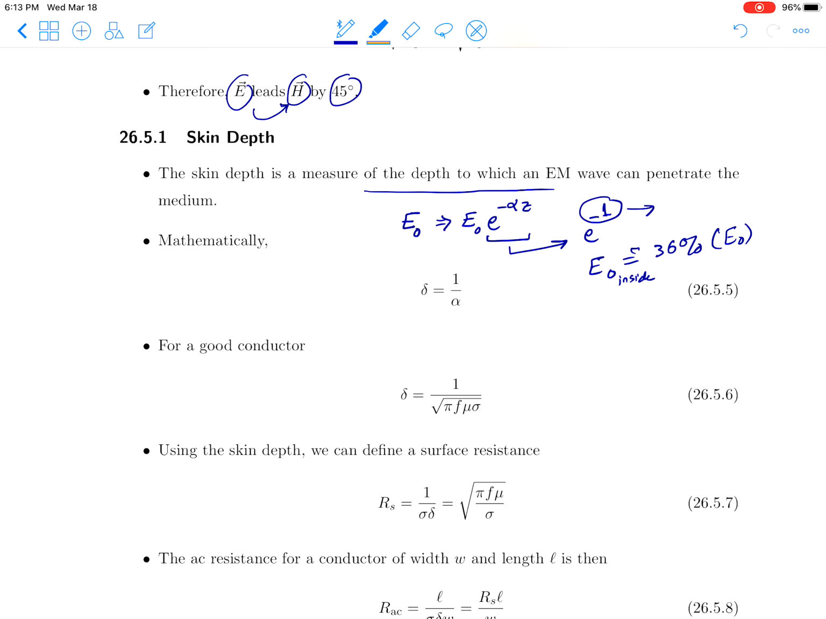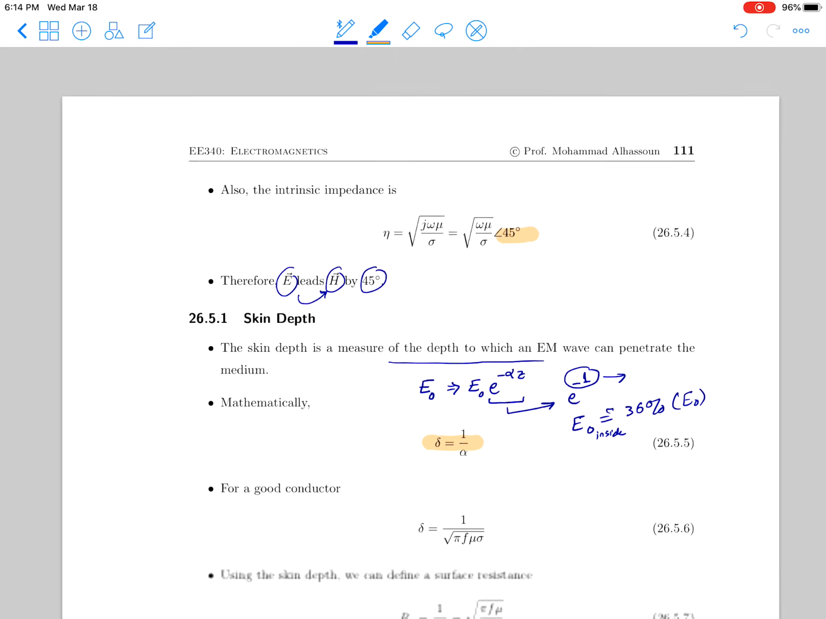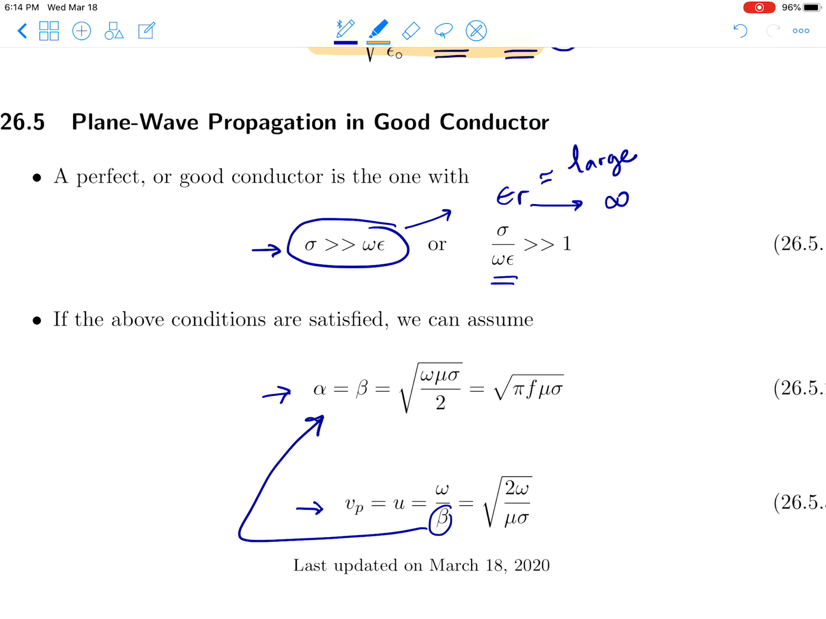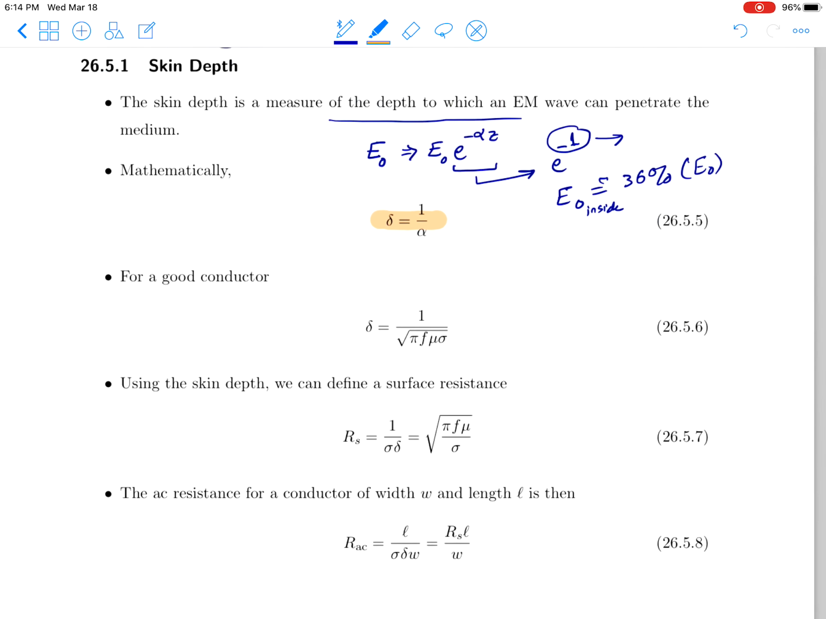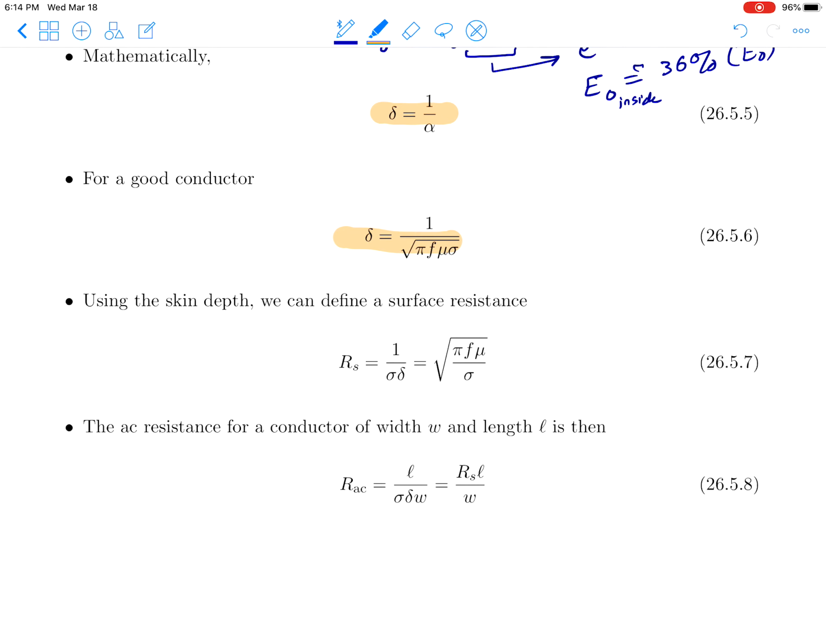So mathematically, if we solve for it, we'll see that the penetration depth is 1 divided by the attenuation constant. And for a good conductor, we know alpha from the previous part here, and we can directly substitute.